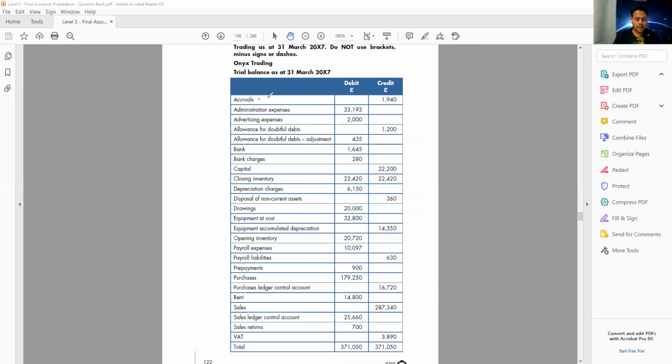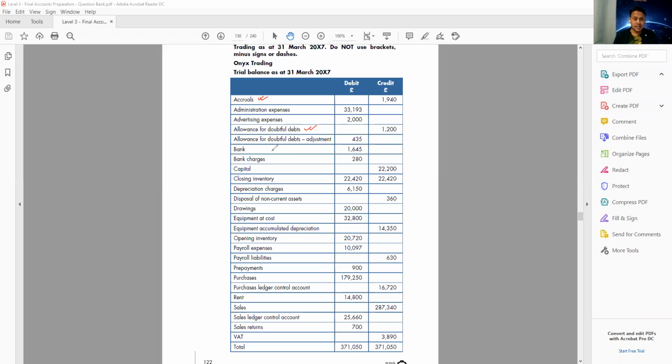This one will come. Then we have admin expenses. This is for the profit and loss account, so it will not come here. Then we have advertising expenses. That is not relevant. Then we have allowance for doubtful debt. This one we made the adjustment already, so obviously this is relevant, yes. And then we have allowance for doubtful debt adjustment. That is no.